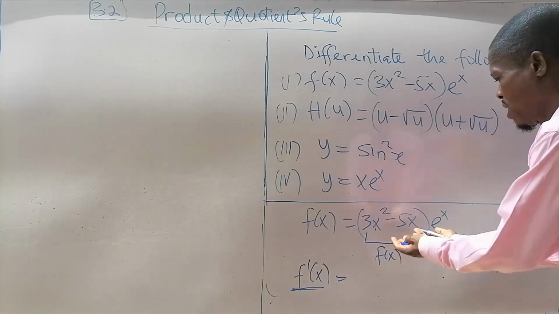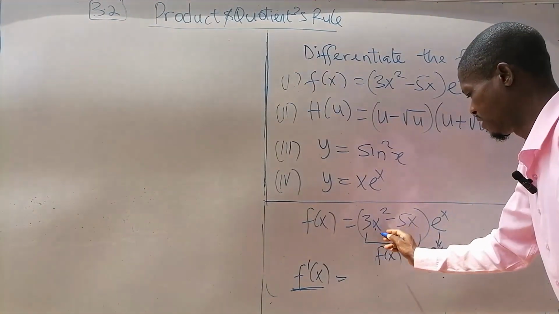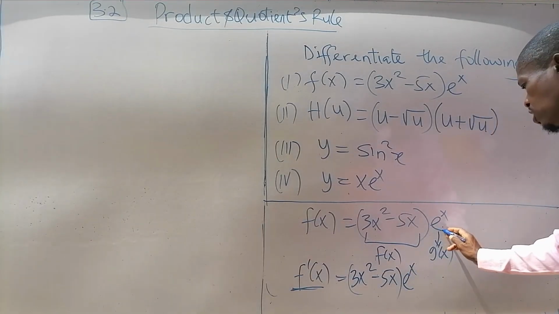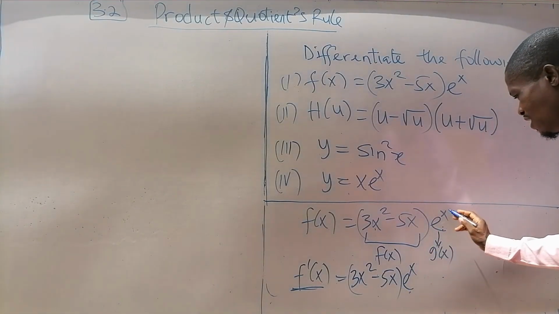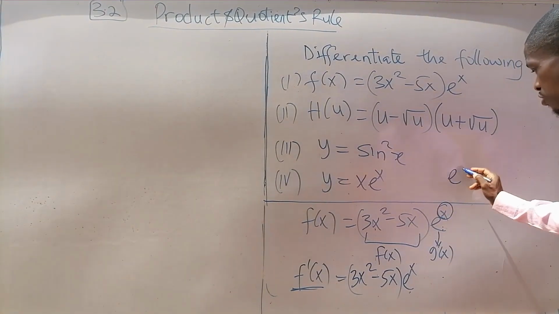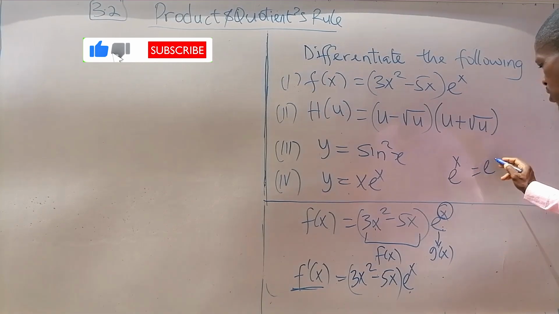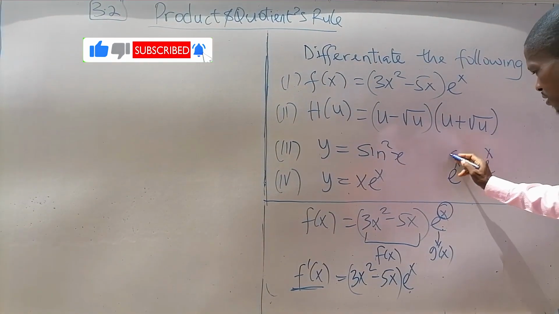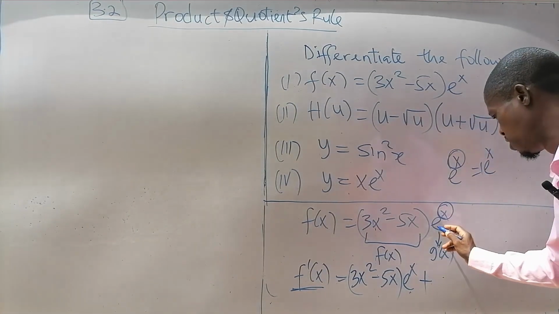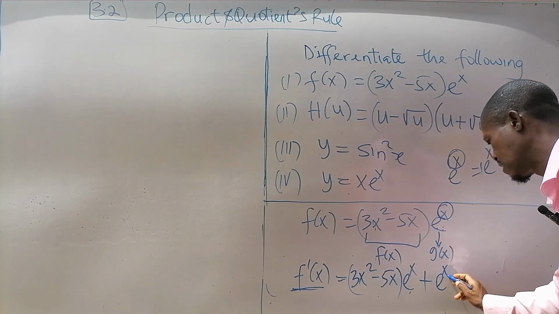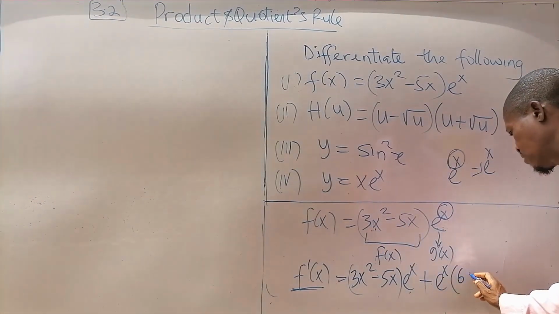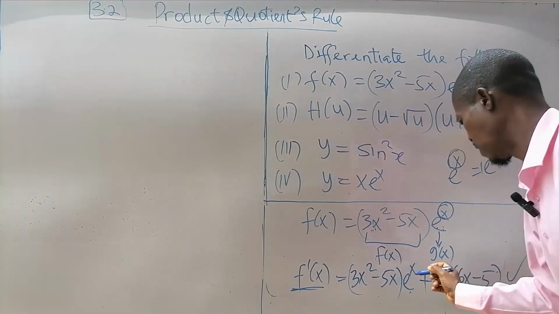The choice is yours. You can keep any one constant. I want to keep this f of x constant, and I will differentiate this one. If you differentiate exponential, it's the same thing because the coefficient of the power is 1. So when you differentiate exponential, it's going to give you the function times derivative of the power, so times 1. Then plus the one you differentiated here, you now keep it constant and differentiate your f of x, which will be 6x minus 5.